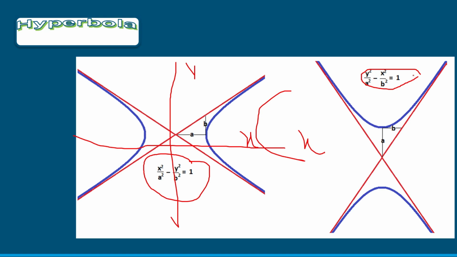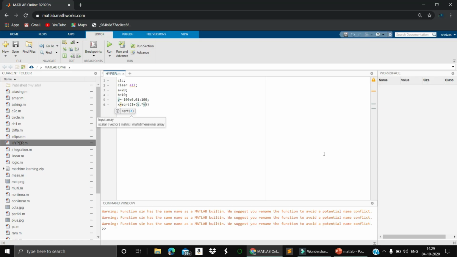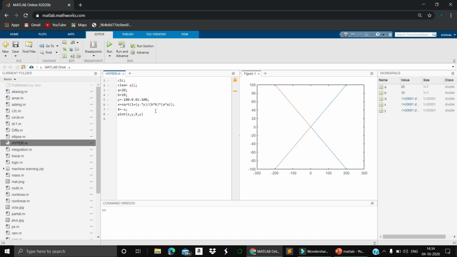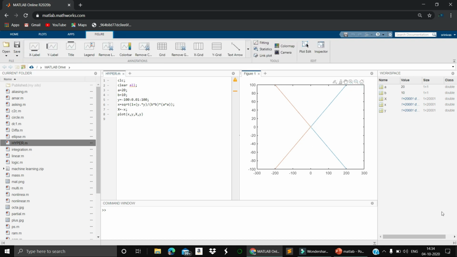Now we are going to see the execution part. Let's wait for that. Here you can observe that this is the code for the generation of the hyperbola equation. You can see two curves opposite to each other, with the center taken at 0 comma 0. This is one curve and this is another curve. You can clearly observe, right?